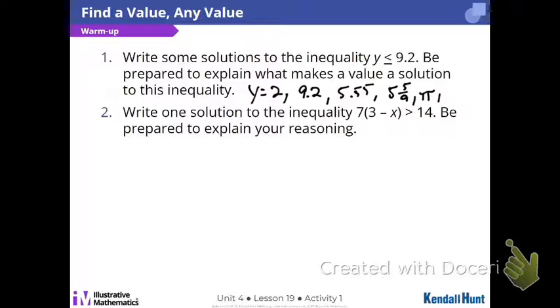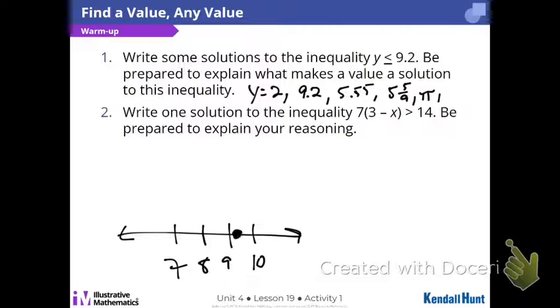So for number 1, are you guys seeing all these infinite answers? So 7, 8, 9, 10, let's say. Does 9.2 work? Yeah. So I can put a solid dot there. The solid dot, remember, says it works. And so does everything to the left of it, forever. All of it.